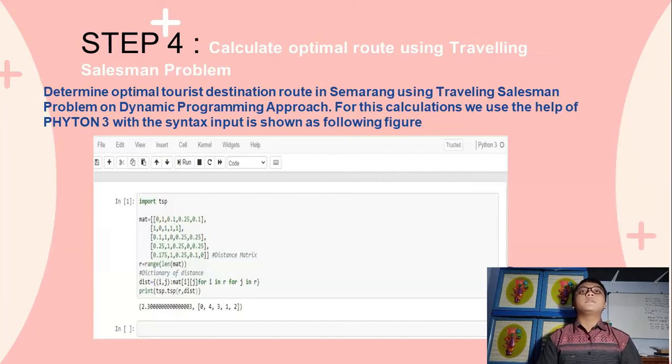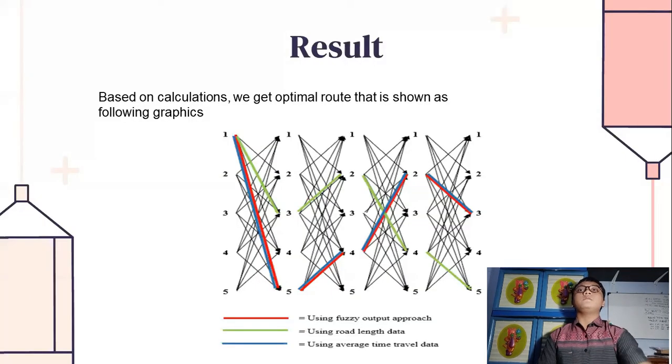Step 4. Calculate optimal route using traveling salesman problem. We determine optimal tourist destination route in Semarang using traveling salesman problem on dynamic programming approach. For these calculations, we use the help of Python 3 with the syntax input shown in the following figure. And then the result of these calculations is we get optimal route that is shown as the following graphic, with the red line for using fuzzy output, green line for only using route length data, and blue line for only using average time travel data.